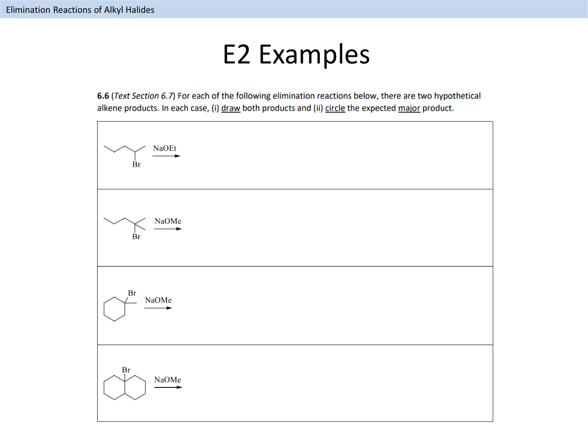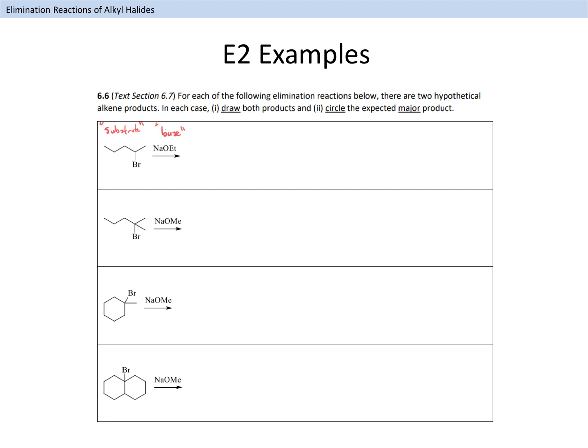In the first example, we have 2-bromopentane as the substrate, reacting with sodium ethoxide. Sodium ethoxide is a strong base. Its conjugate acid is ethanol, which has a pKa of approximately 15. As a base, sodium ethoxide works well in E2 eliminations of alkyl halides.